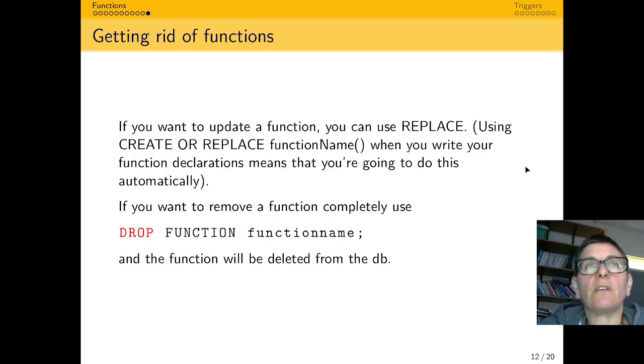If you want to update a function, you can just use replace. If you use create or replace, it will create it if it doesn't exist and replace it if it does exist. If you want to drop a function completely, you can use drop function and then the function name, and the function will be deleted from your database. So now that's a function, that's how you create a function, and that's how you access stuff from old and new.